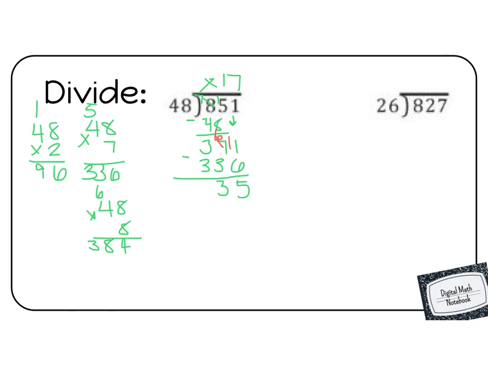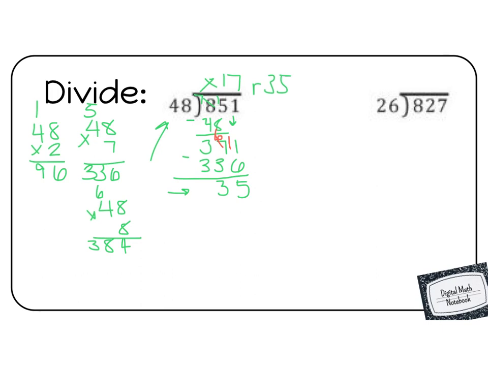So now we stop and check. Is there anything to bring down? No. Is our number smaller than what we're dividing by? Yep. So that means that it is a remainder. So our answer is 17, remainder 35.